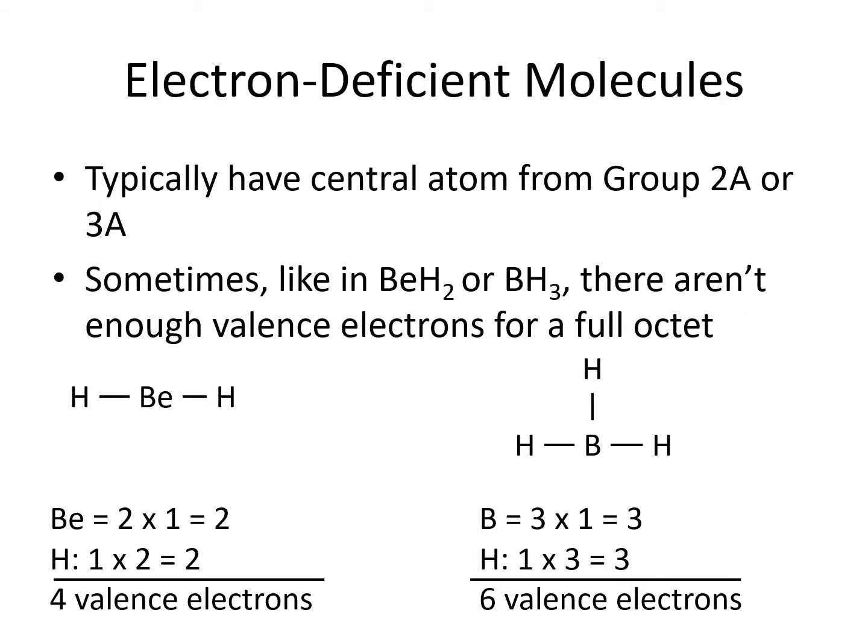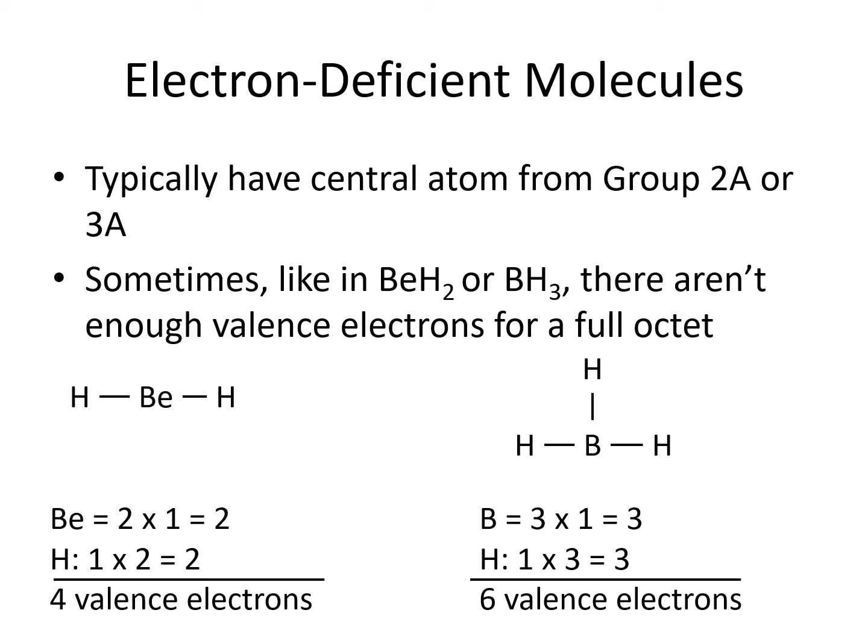Our second exception is electron-deficient molecules. You will be looking for the central atom to be in group 2A or 3A. When that's the case, the central atom will have less than an octet. This is often because there are just not enough electrons in the shared pot to go around. People didn't bring enough food to the potluck.